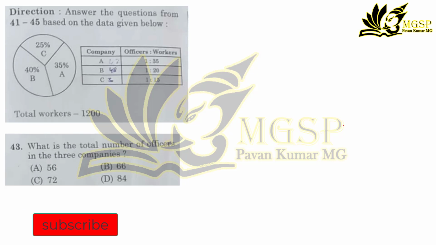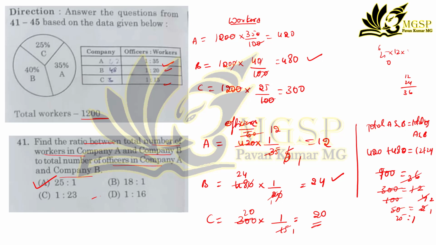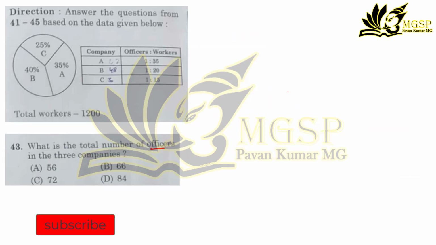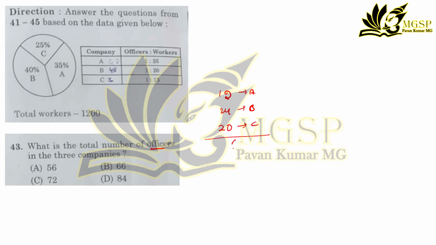Next question: what is the total number of officers in the three companies? We have 12 in A, 24 in B, and 20 in C. What is this total? It is 56, which is the correct one. So option A is the correct option.